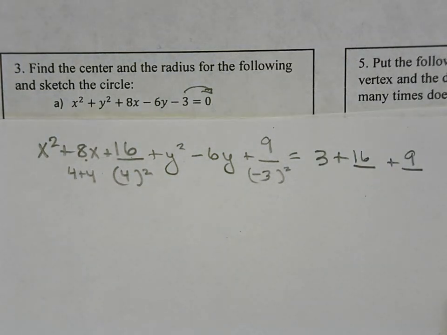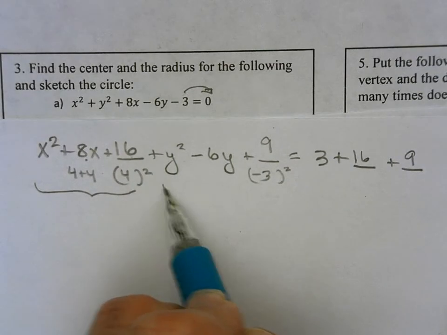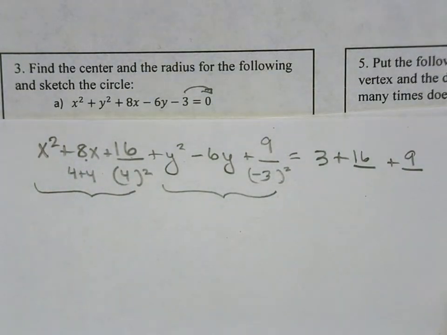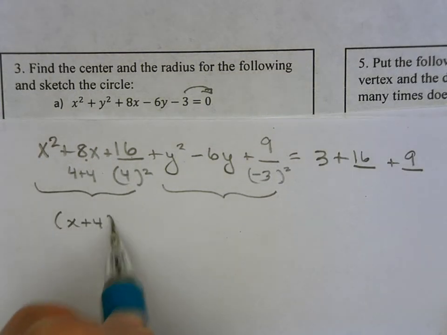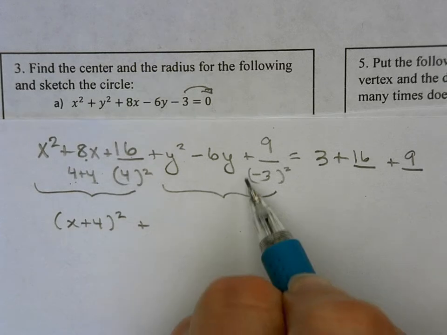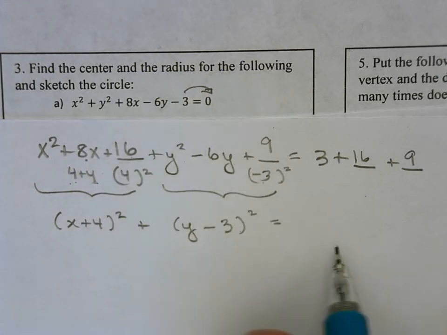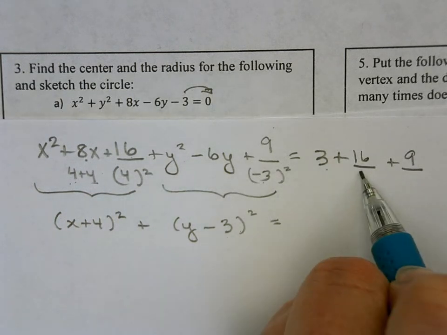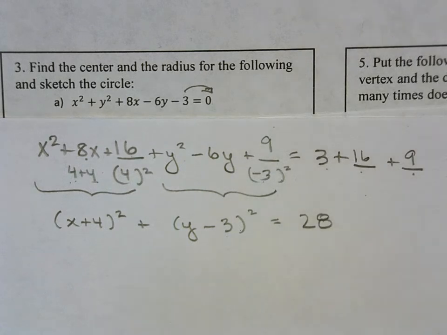Once I get to here, I want to factor. I'm going to take this group right here and factor that group. This will end up being x plus 4 quantities squared, right? Because I'm using 4 twice. And then this is y minus 3 quantities squared. Then add up this side: 3 plus 16 is 19, plus 9 more is 28. That gives me the standard form of a circle.